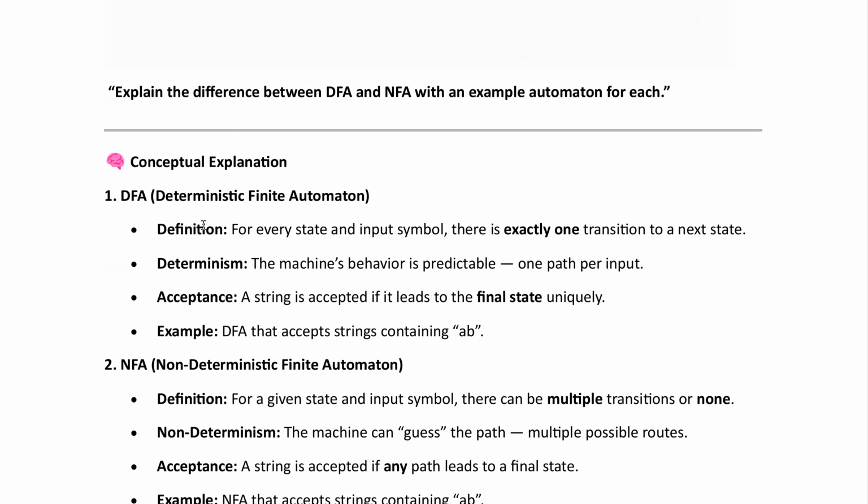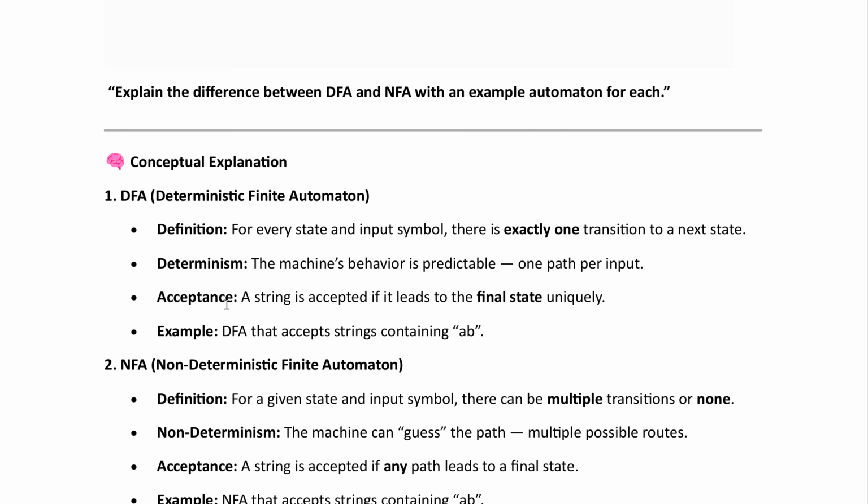Let me explain for you. DFA stands for deterministic finite automata. For every state, so it has been written here, what I have explained to you, the same difference I have told you. That is, for every state and input symbol, there is exactly one transition to a next state. But in the case of NFA, or non-deterministic finite automata, for a given state and input symbol, there can be multiple next states or multiple transitions or none. So this is the major difference, right? So in DFA, the machine's behavior is predictable.